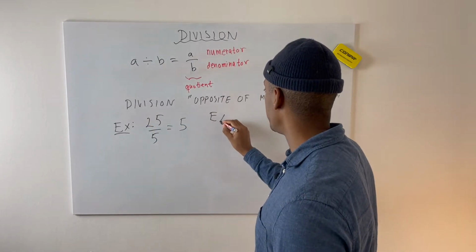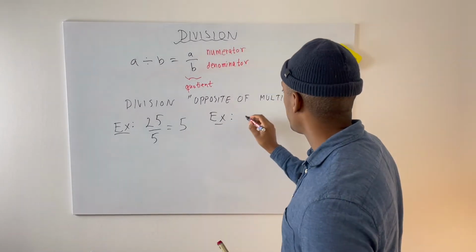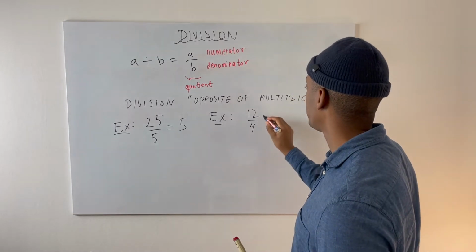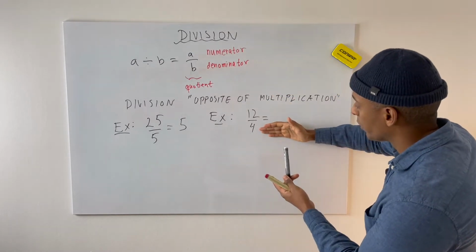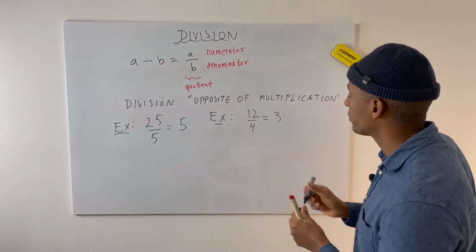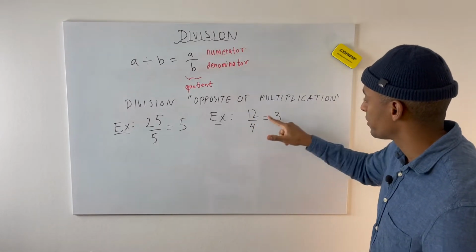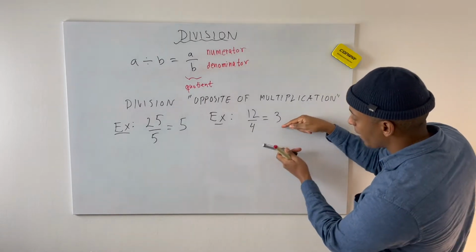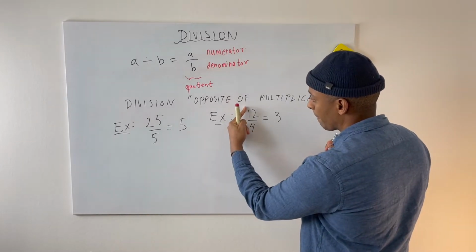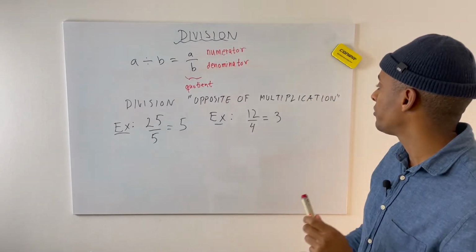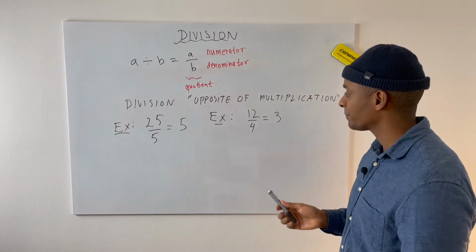Another example: let's take 12 divided by 4. Here the numerator is 12, the denominator is 4, and the quotient is equal to 3. So 12 divided by 4 is 3. At the same time, if we go backwards, we have 3 multiplied by 4 is equal to 12. So we can see that there's a very close relationship between division and multiplication, right guys?